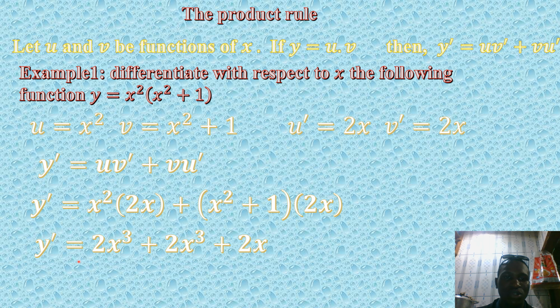Okay, so if you see here, 2x cubed and 2x cubed, they are like terms, so we just add their coefficients and maintain the variable, right? So that will be 4x cubed. 4x cubed, sorry, it's not 3, I'll correct that, that's 4x cubed plus 2x. Finally, that's example 1.